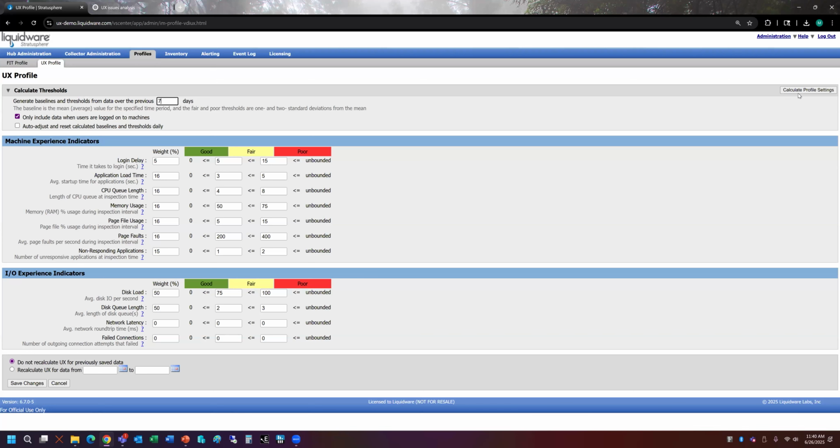And then what I do is click this little button up top, calculate profile settings. It's a very fast calculation. But what it's doing is a standard deviation calculation for every variable, for every user, for every minute of the day. So my login delay, my application load time, my queue length, my memory usage, all of these are part of the calculation. Now remember, these variables transcend both environments as well as operating systems.